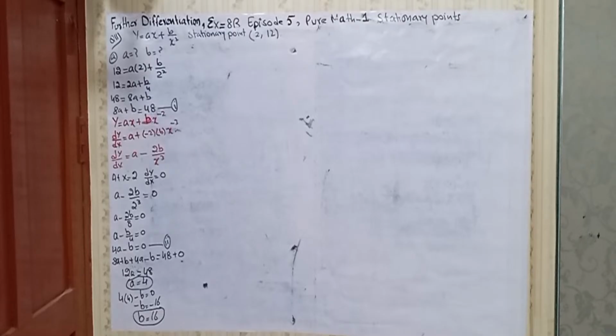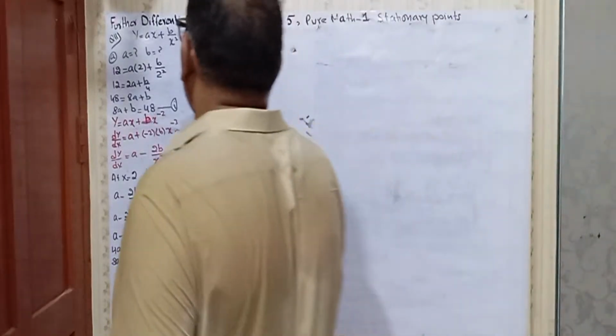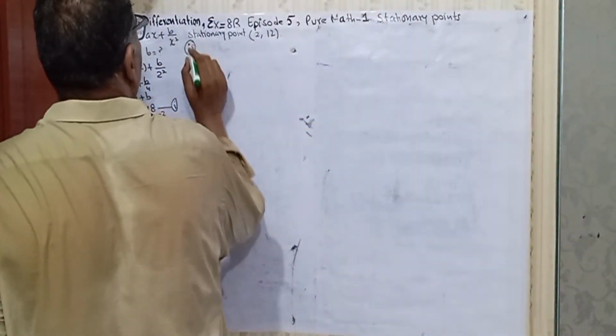Now in the B part, he says, determine the nature of the stationary point 2, 12. Okay, so this is the B part, sir. We have to find out the nature of the point. Now I'm going to attempt. The B part is to find the nature of this point.